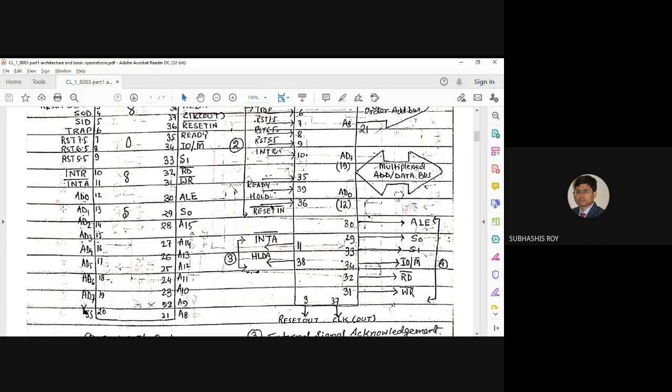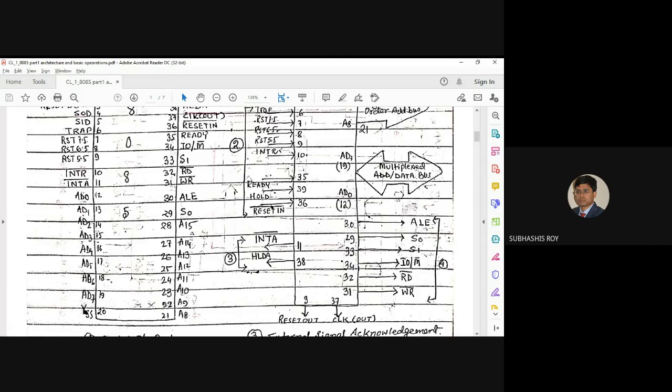And what is the advantage of using this kind of architecture? The advantage is that the total count of pins is reduced if we use this kind of architecture.